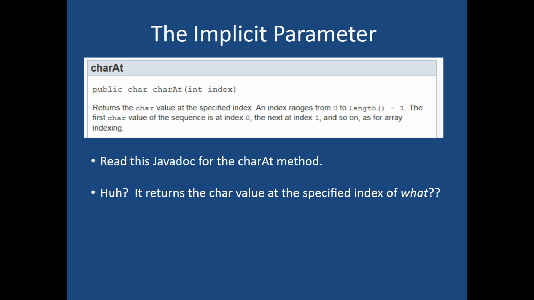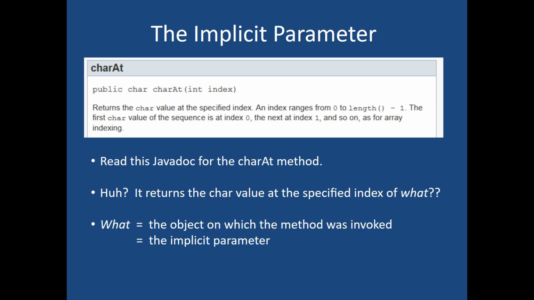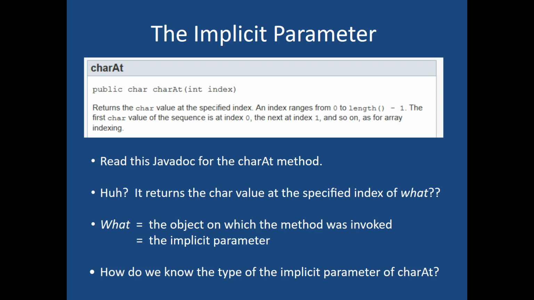But how do you know that this method has an implicit parameter, whereas square root does not? What about the header tells you that there's an implicit parameter involved here? Yeah? Is it because there's no static? It's because it doesn't say static. If it doesn't say static, then this method has to be invoked on some string object, the implicit parameter. And we know that the implicit parameter of this method is a string just because this method belongs to the string class.